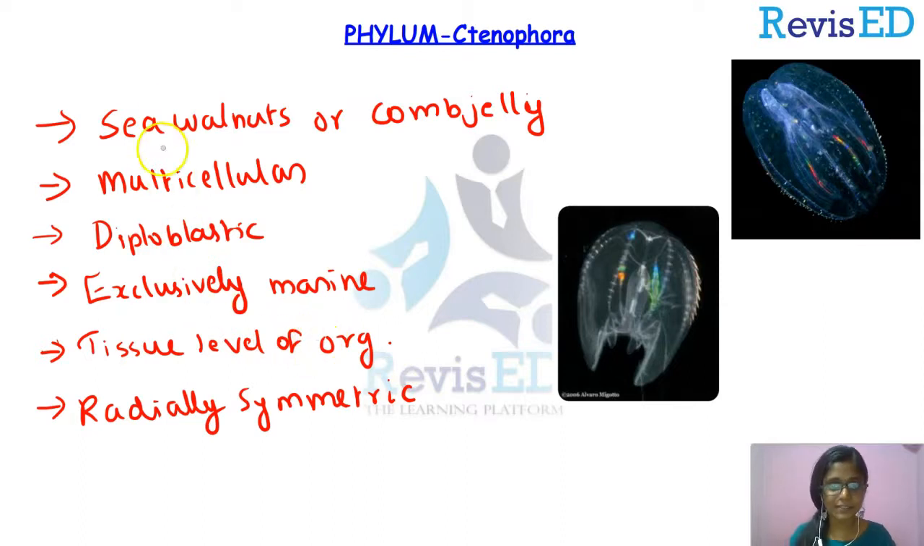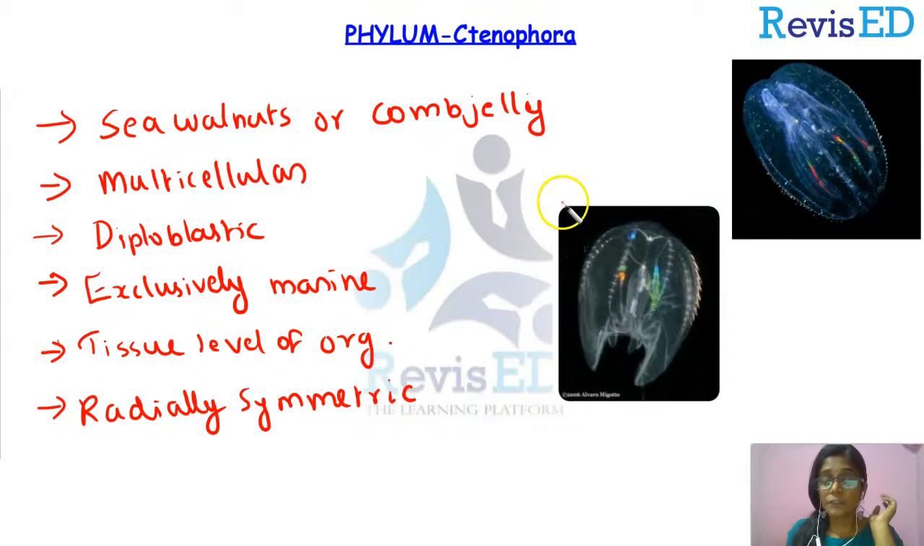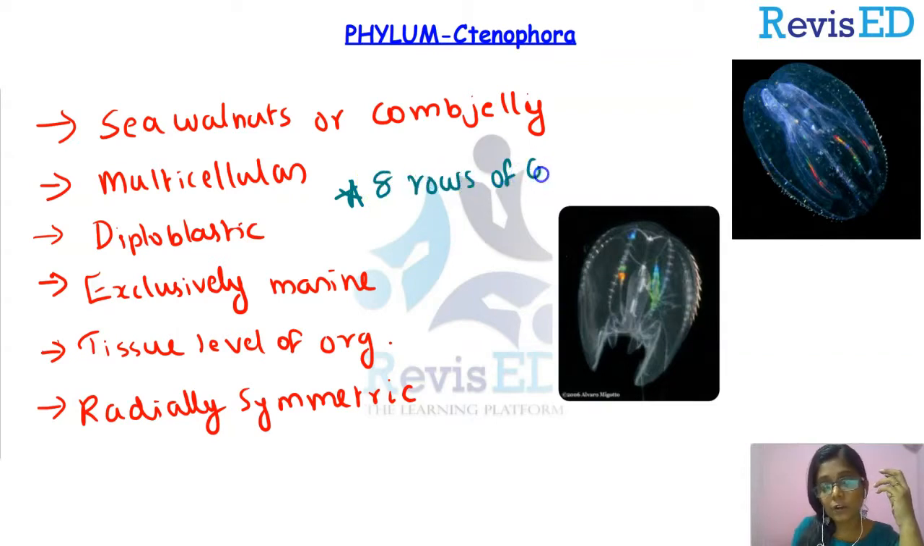Right? Now, we are going to study the peculiar feature of this phylum. Can you see some rows of special structures here? This is the first row, this is the second row, and this is another row. And here also you can see these structures. What are they? This is the peculiar feature of this phylum, which is known as comb plates. Eight rows of comb plates are present in them, and these plates are provided with cilia.